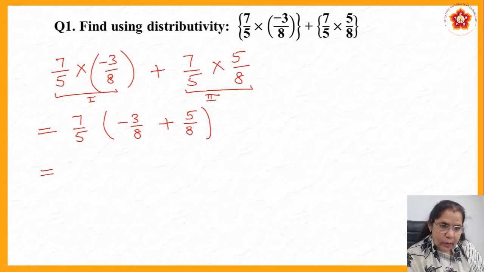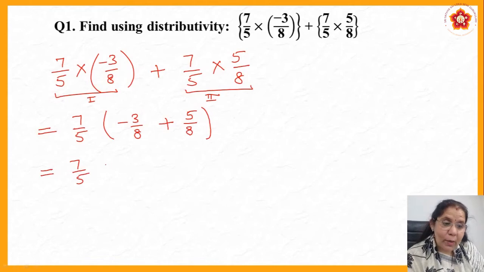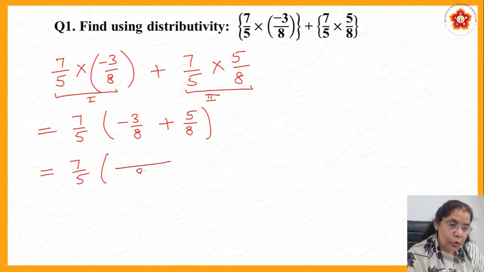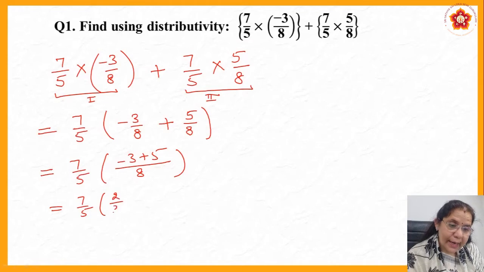Now see, our calculation becomes easy. You have to solve the bracket first. You take the LCM. So what do we get? We get 2 upon 8.